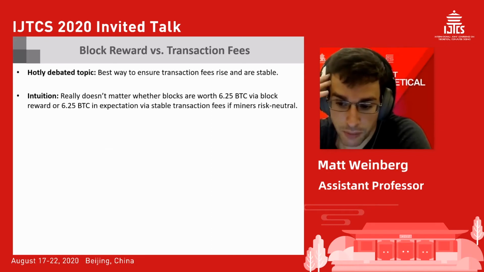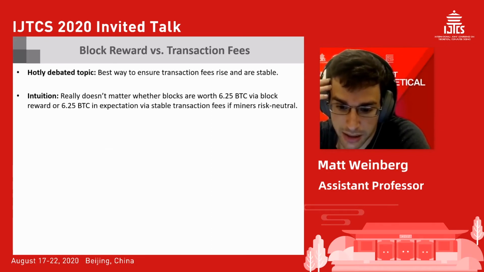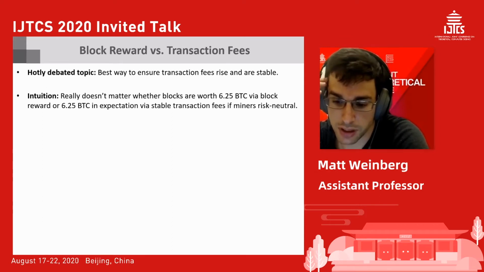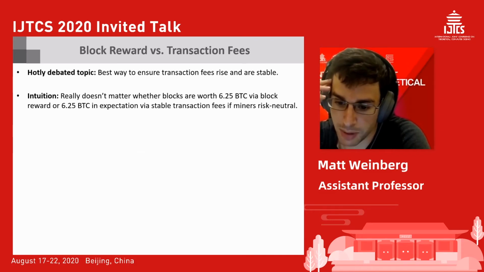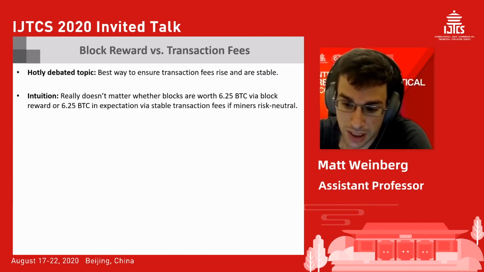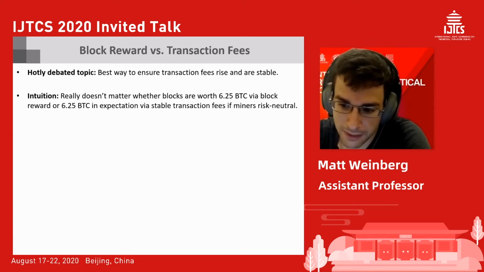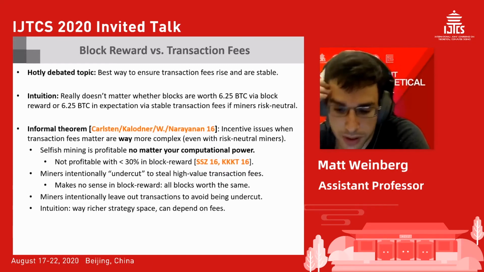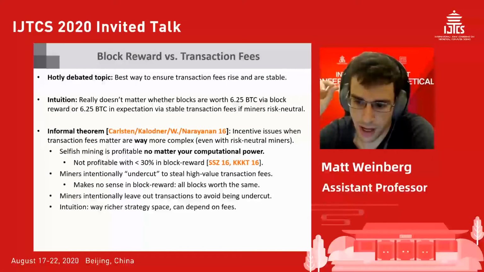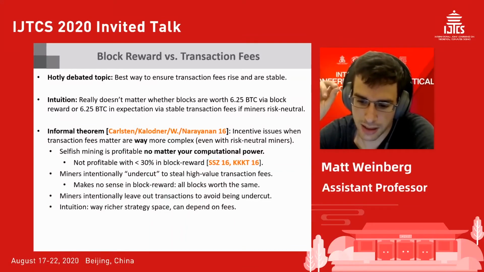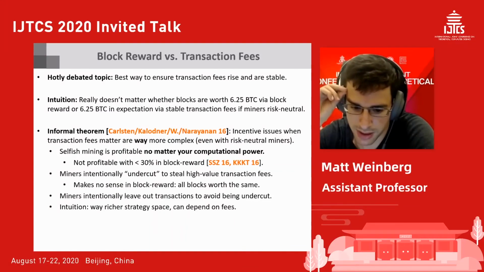At the same time, though, what was previously not a hotly debated topic was whether it mattered that you were getting 6.25 Bitcoin in expectation versus 6.25 Bitcoin deterministically via the block reward. So for example, I think a lot of people would have said, well, my intuition is that if the miners are risk neutral, then they don't really care whether they get 6.25 in expectation or 6.25 deterministically. And the first work I want to tell you about is, if you have transaction fees instead of block reward, then things can get significantly more complicated with incentives.